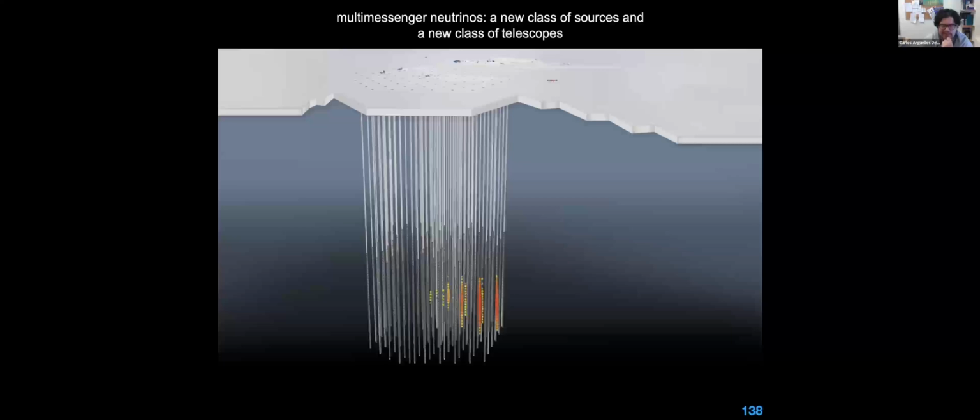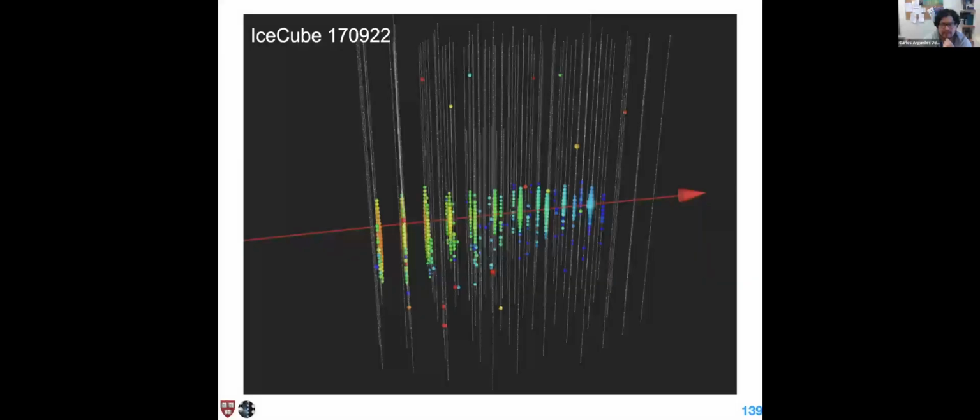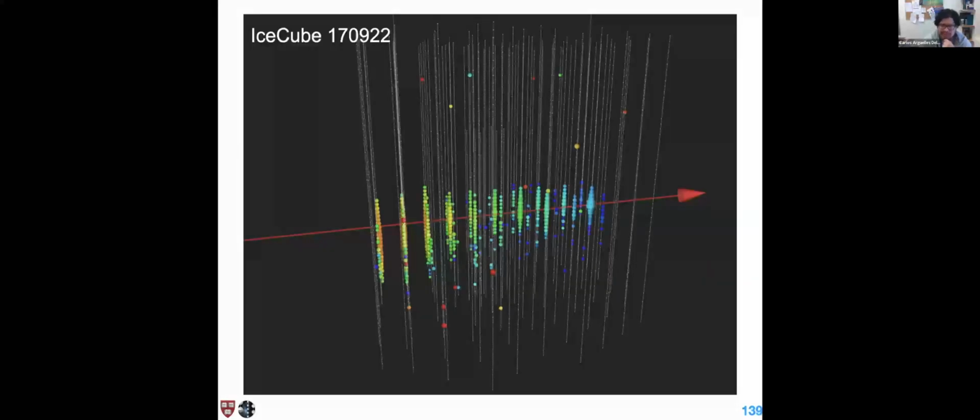So this is how the event looked. It's coming from the right towards us. Remember, these balloons or circles represent the hits, where color represents time and size represents how much charge it sees. So this is a muon going from right to left. This is a very well reconstructed horizontal track. And this is a picture of these events.